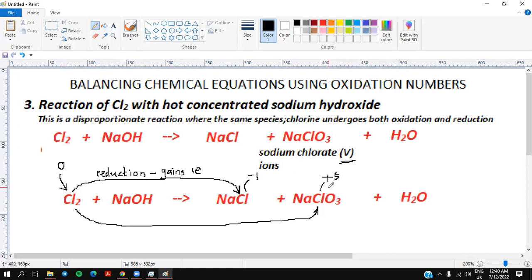So when you go from 0 to +5, what happens to electron? It is oxidation. In oxidation, electrons are lost. Here in this case, the number of electrons is 5. Lost 5 electrons. Now we have that problem again, don't we? Now here, in reduction, if you gain 1 electron, in oxidation, if you lose 5 electrons, we have to multiply this one by 5.